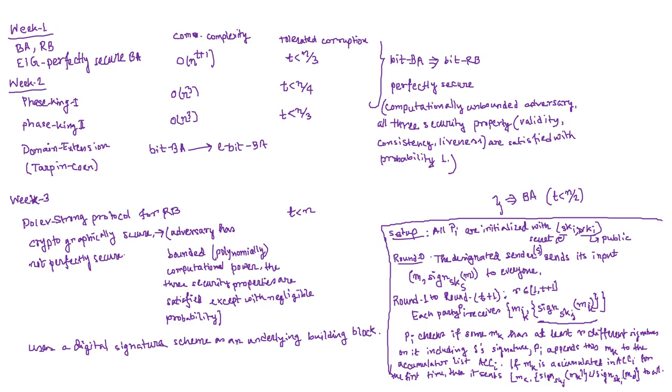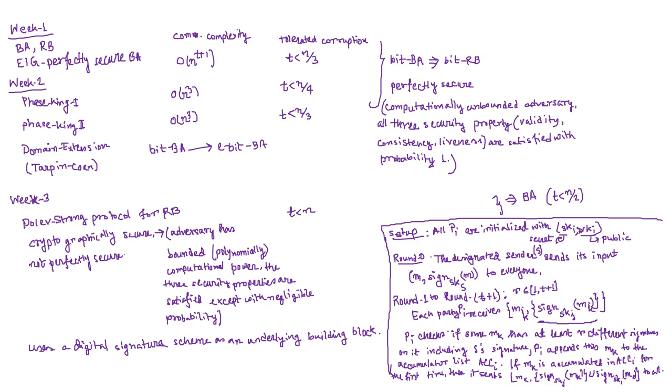So when we solve the assignment question for week 3, we will again take a look at how the consistency or validity is affected in this case. Okay. Before going to the assignment question, we will also take a quick look at the randomized Byzantine agreement protocol.